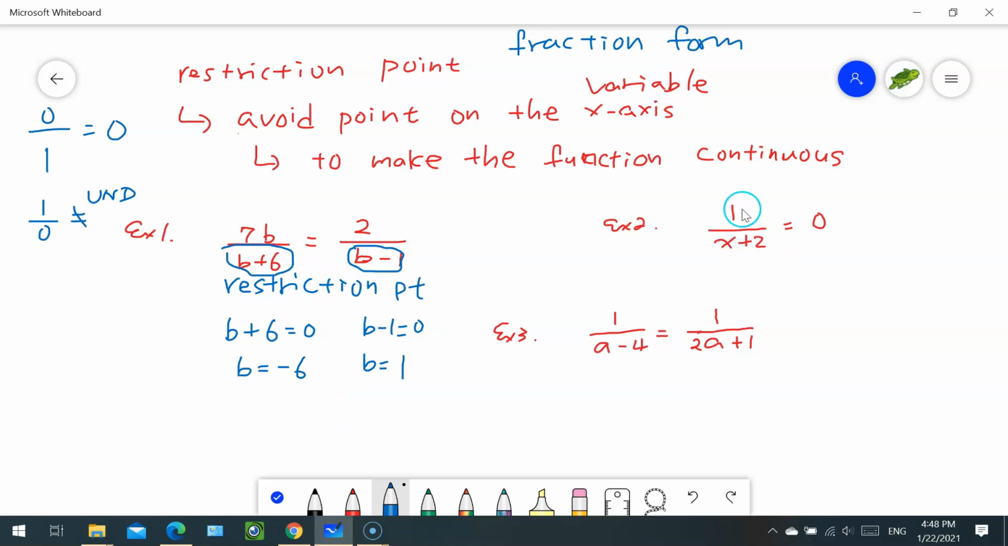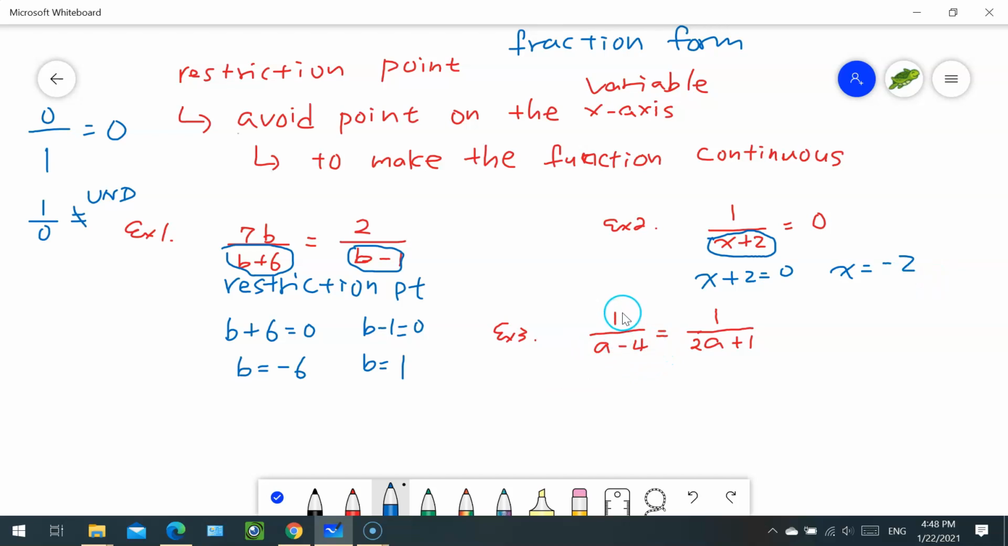We look at example 2. This one has 1 over x plus 2 equals 0. To find the restriction point, you simply set the denominator equal to 0. Then from here, you solve for x. You can pick whatever number you want to substitute into the denominator. However, the only number we cannot take is negative 2.